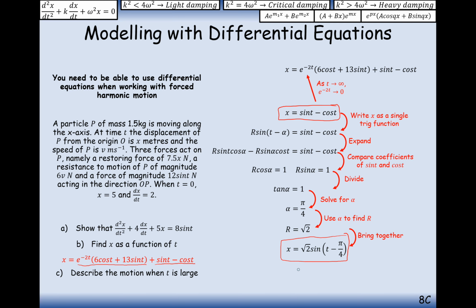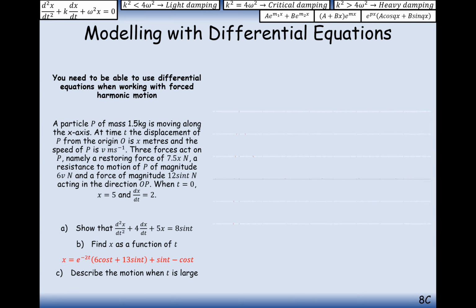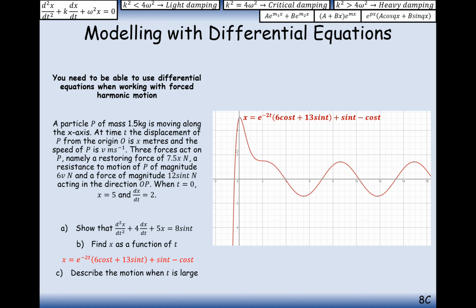It's going to oscillate every 2 pi seconds with an amplitude of root 2. The scale factor at the front of the sine gives us our amplitude. So as t tends towards infinity, the motion becomes simple harmonic motion with amplitude root 2 and period 2 pi. Okay, so that's how we explain what happens when t is large. And if you're interested, this is what the graph will look like. There'll be a large exponential effect around this point here, and then as t gets bigger, it just turns into a sine and cos wave.